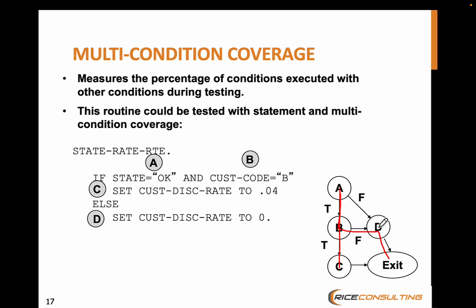We go to D and then we go down to exit. And then if A is false, if it's not Oklahoma, then automatically we don't care about B. We then are setting our discount rate to 0 there too. And I forgot to draw my line across there to exit because C is going to fall through to the end. So multi-condition coverage, you'll see that we've covered all the statements, we've covered all the branching and everything in doing that one.